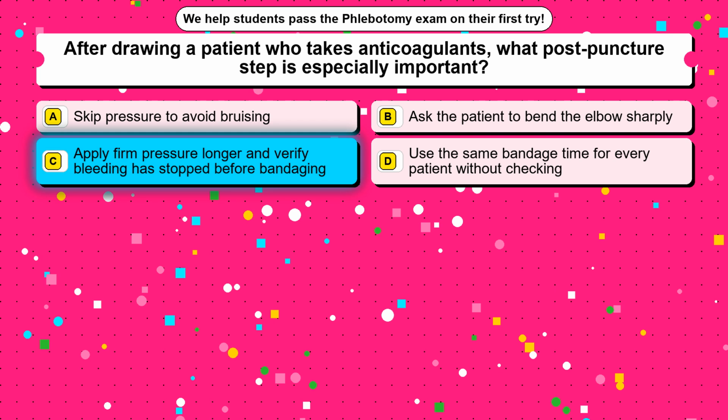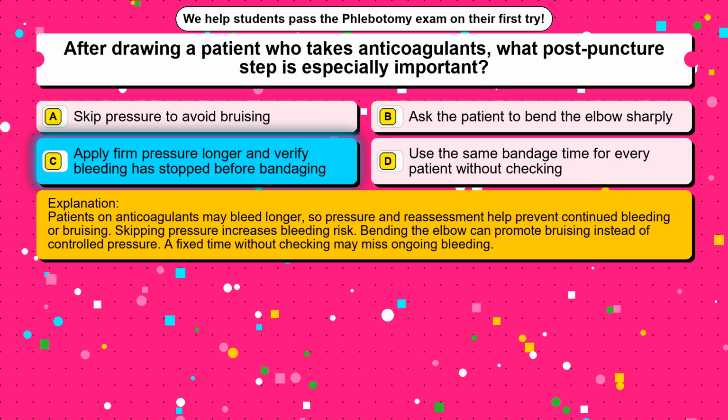Apply firm pressure longer and verify bleeding has stopped before bandaging. Patients on anticoagulants may bleed longer, so pressure and reassessment help prevent continued bleeding or bruising. Skipping pressure increases bleeding risk. Bending the elbow can promote bruising instead of controlled pressure. A fixed time without checking may miss ongoing bleeding.